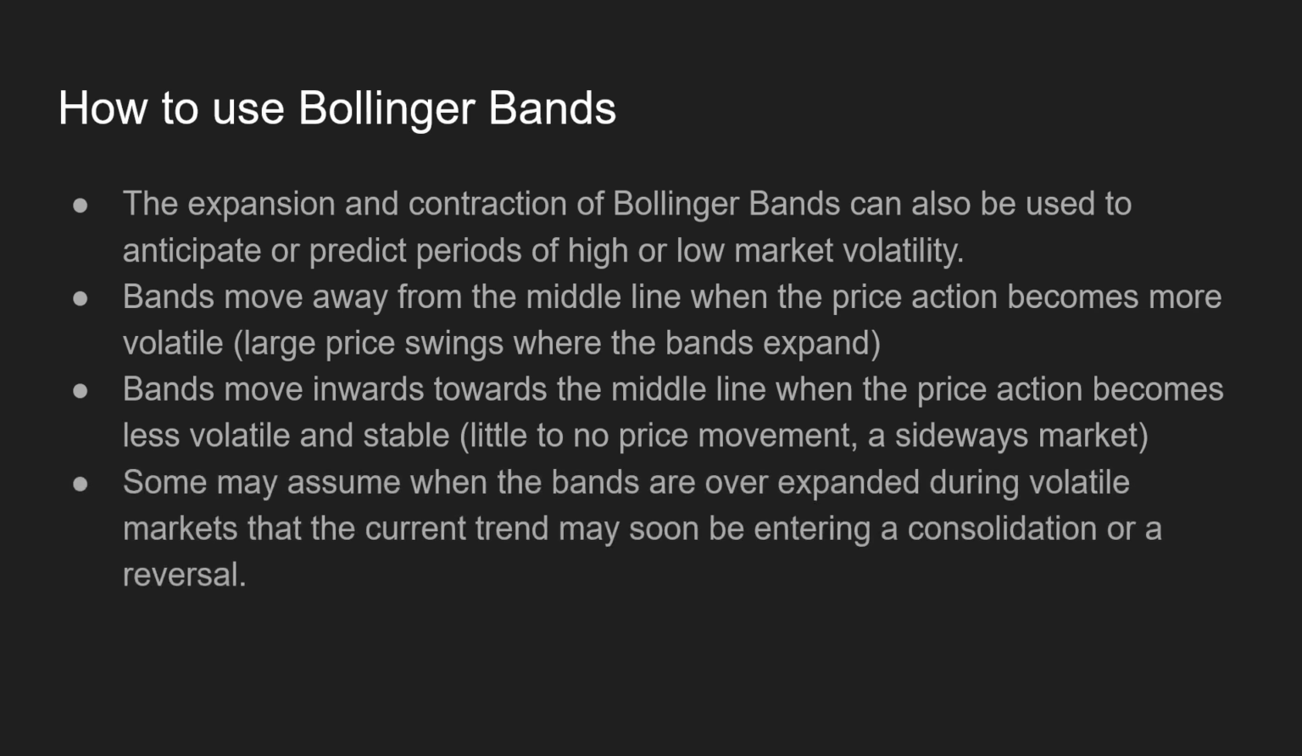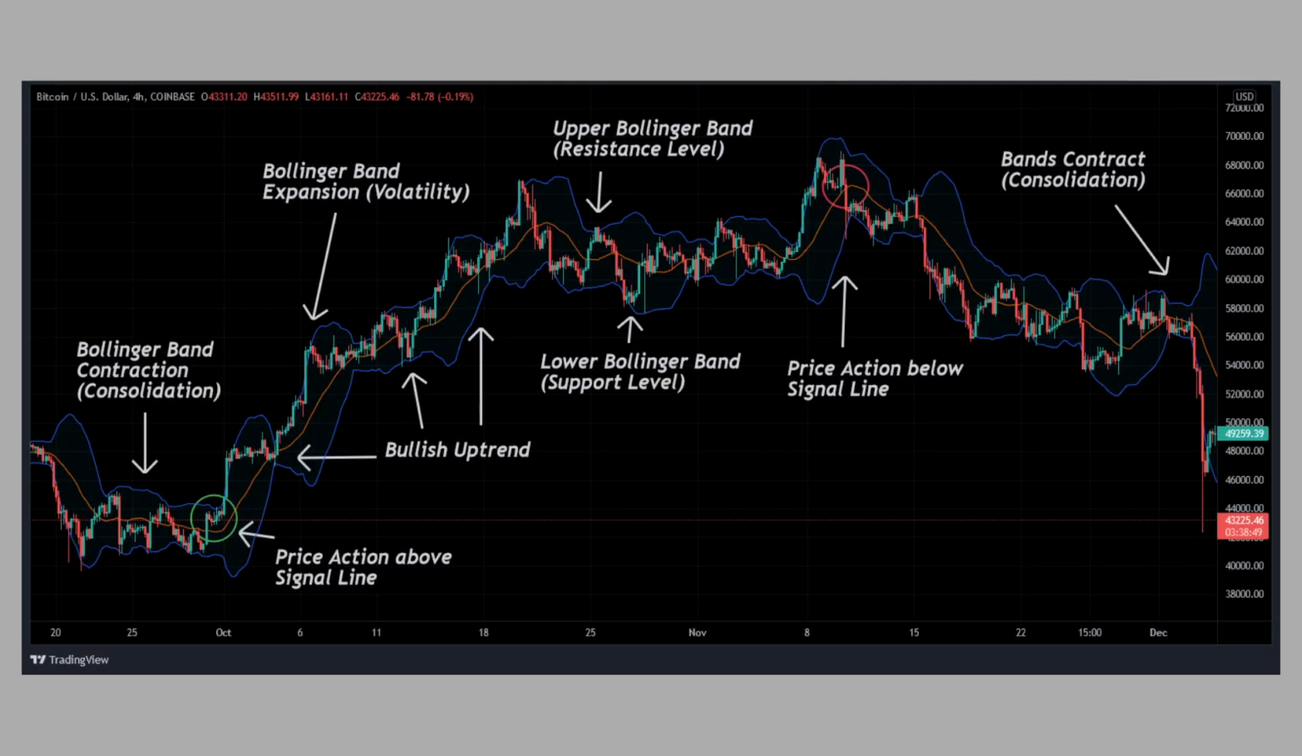Now, some may assume when the bands are overexpanded during volatile markets that the current trend may soon be entering a consolidation or a reversal. So here are some various examples of what this may look like on a live chart. So here is the Bitcoin to the US dollar. This is the 4-hour chart where each one of these candles represents 4 hours of price movement in the market. The Bitcoin market is on Coinbase.